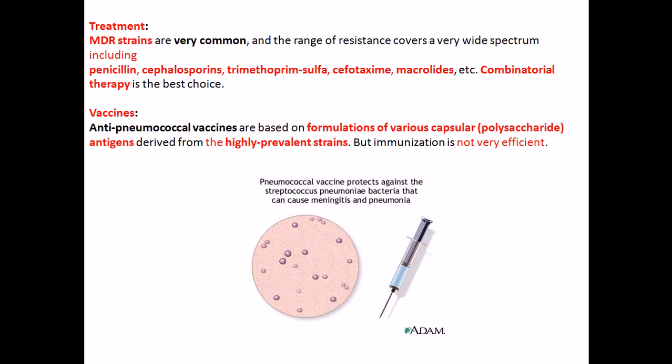A vaccine is also available. The anti-pneumococcal vaccine is based on formulations of various capsular antigens present on the surface of the pneumococcus we have talked about. We can usually derive it from the highly prevalent strains. We can take it out, but it is not very efficient. That's why it's not very much heard of, but it is available. But normally we don't need to go towards the vaccine. We usually treat it using antibiotics, and it is common.